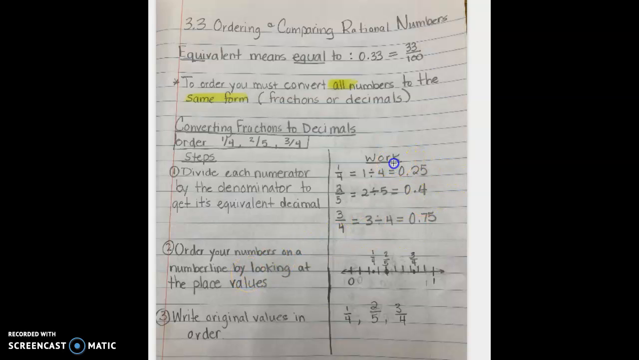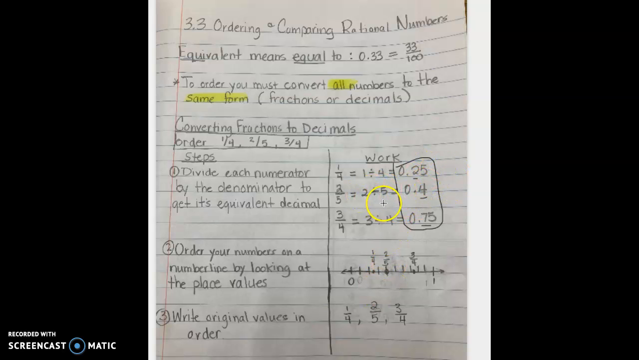After you have your numbers all in the same form, you can use that to place them on a number line. You're going to be looking at the number in the tens place. On this number line, it's going from 0 to 1, and all of these hash marks are 0.1. So my first number, 1/4, is 0.25. You know that that goes between the 2 and the 3, right in the middle. That 5 is just like your middle mark.